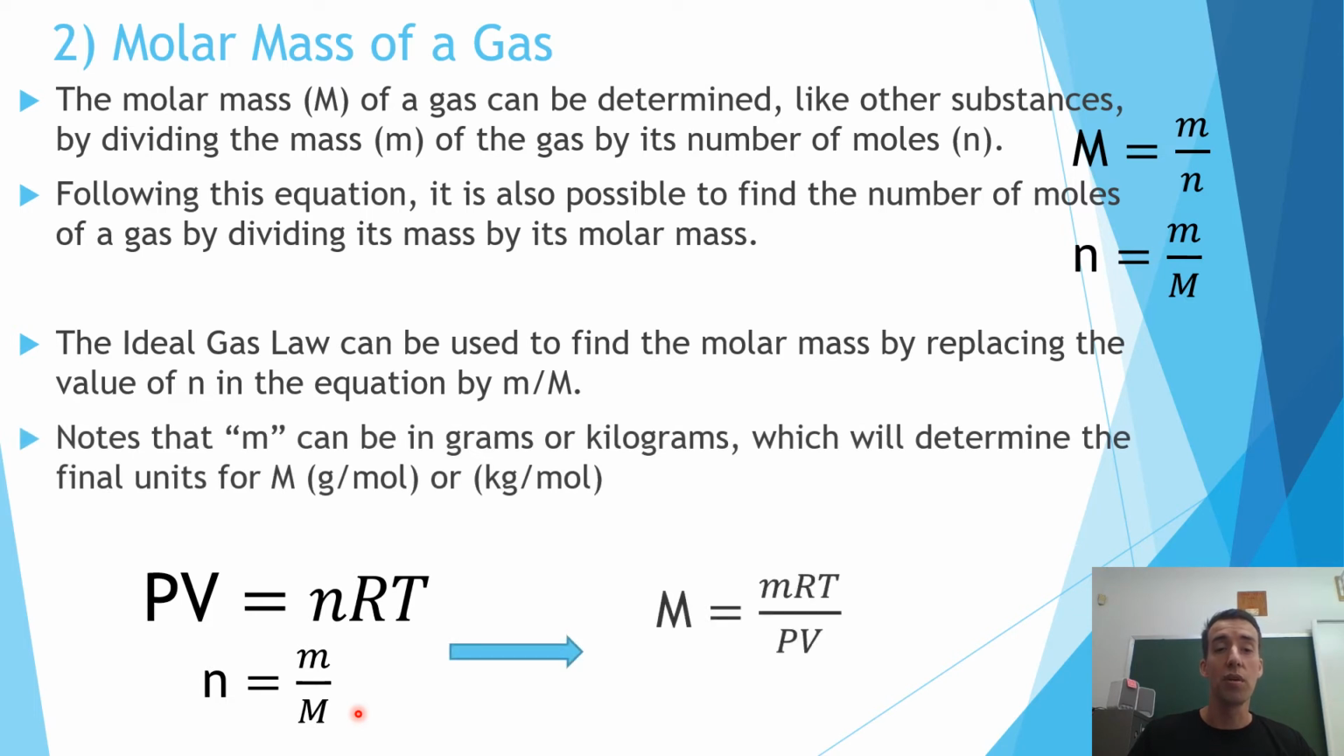turned into capital M, which would be for molar mass, equals the mass in grams times the gas constant, times temperature, divided by PV. And here, m can be in grams or kilograms, and that will determine the final unit for your molar mass. So be careful if you plug in kilograms in there. Your molar mass is in kilograms per mole, not grams per mole. Now, most of the time, we're going to keep grams per mole only.